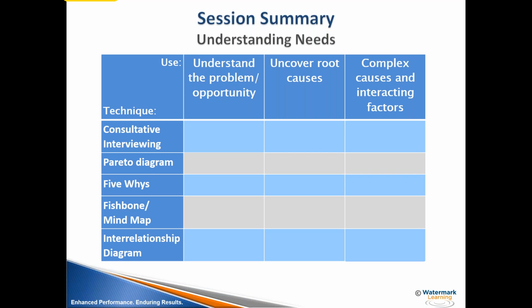So I think for understanding the problem or opportunity, the consultative interviewing technique is the best one for doing that. There are 3 that I think are the best at uncovering root causes that we talked about. And those would be the 3 in the middle: Pareto, the 5 whys, and the Fishbone mind maps. And that leaves one, right? The interrelationship diagram, which is left over for dealing with the complex issues and interacting factors. So that's the long and the short of it, if you will.